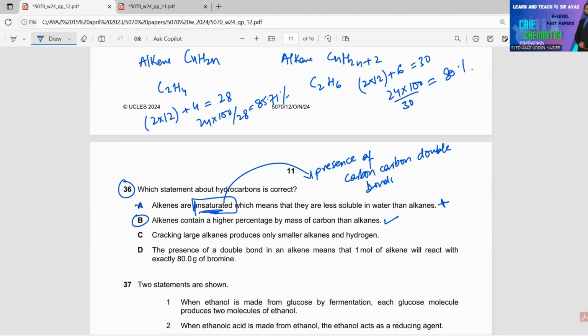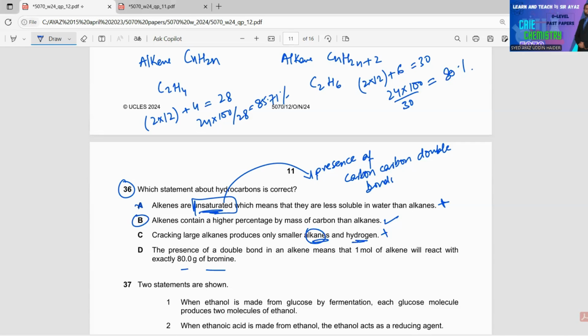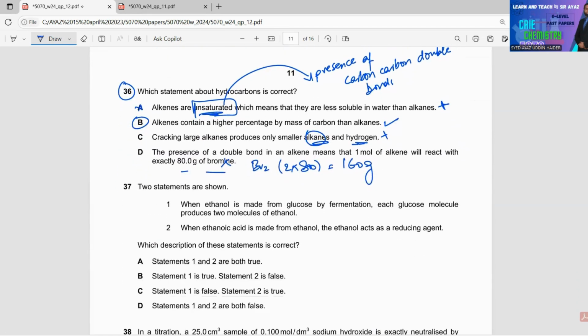For your convenience, I'm reading the other statements. A: Cracking large alkanes produces only small alkanes. This is incorrect. You will get smaller alkanes and hydrogen. If hydrogen is produced, you will get alkenes, not alkanes. This is incorrect. B: The presence of a double bond in alkene means that 1 mole of alkene will react with exactly 80 grams of bromine. Here's bromine. AR of bromine is 80, which means Br2 must have 2 multiplied by 80, 160. This is also incorrect. B is the right answer in this case.